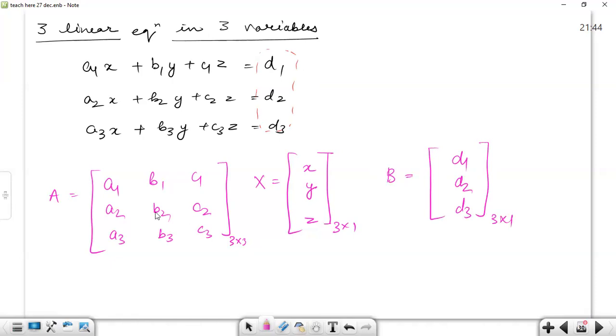We multiply A and X. What will be the result? Can anyone tell me? What is the multiplication result of A and X? Just tell me the order. If you multiply matrix A with matrix X, then what will be the order of the resultant matrix? Please do it fast.